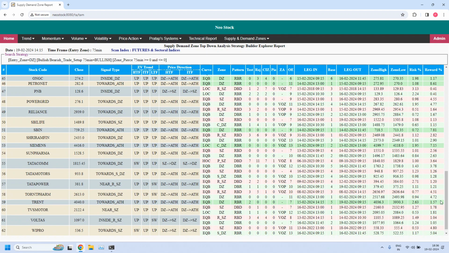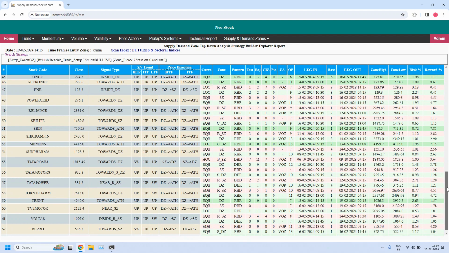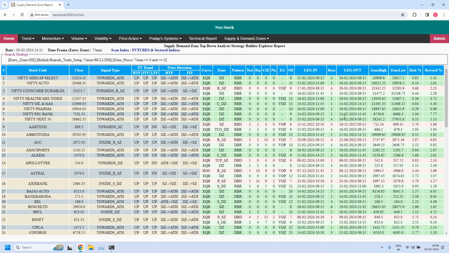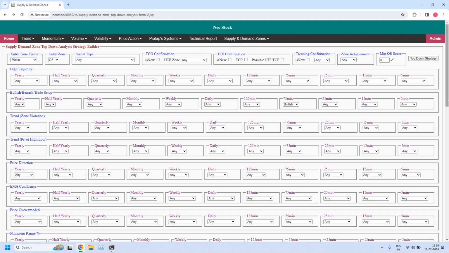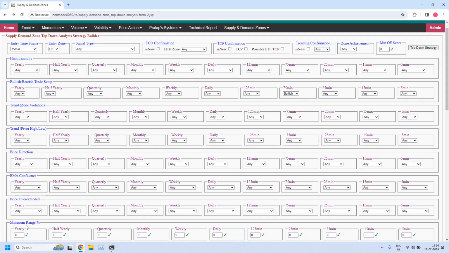So 62 stocks are filtered. Out of these 62, let us further filter the list by checking the stocks having a minimum 3% reward, because it is a weekly income trade between 75 minutes demand zone and 75 minutes supply zone, or 75 minutes demand zone to all-time high. A minimum of at least 3% reward should be there. So for that in D2D range, that is a minimum range percent at 75 minutes, I am setting the value 3.